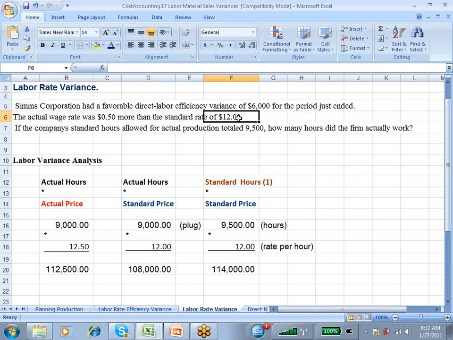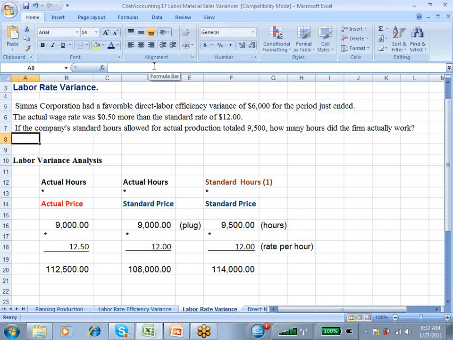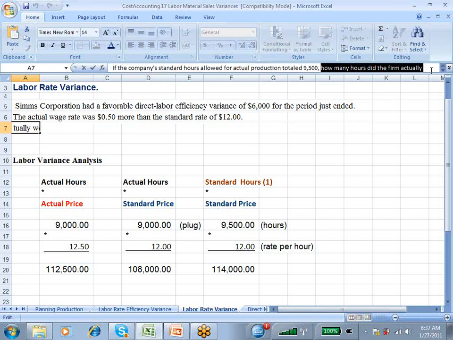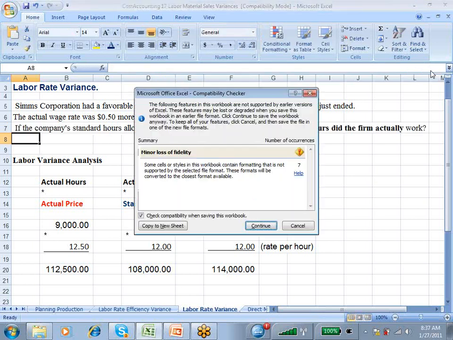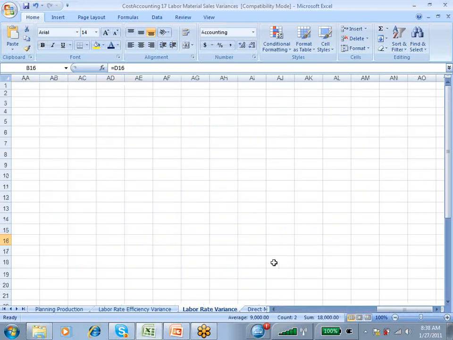Then we get to the question. If the company's standard hours allowed for actual production total 9,500, how many hours did the firm actually work? Now this is a different question because if I highlight the end of the sentence, we're being asked to figure out hours worked. Hours actually worked means we're being asked to figure out actual hours, and that's why I have plug figure next to that.